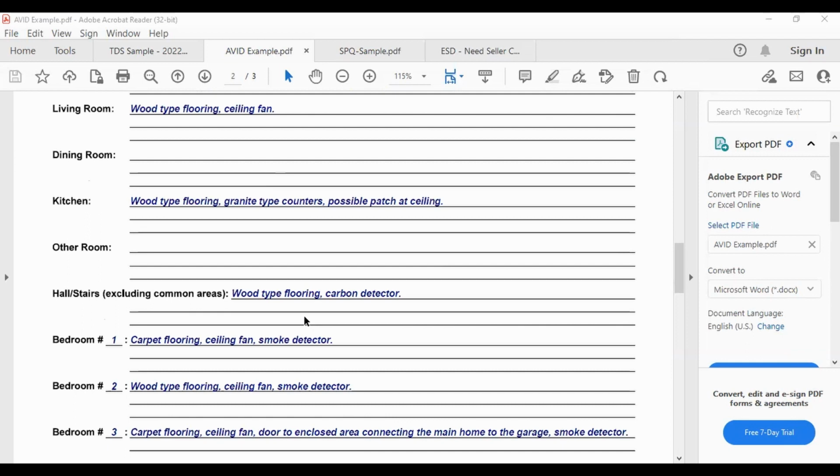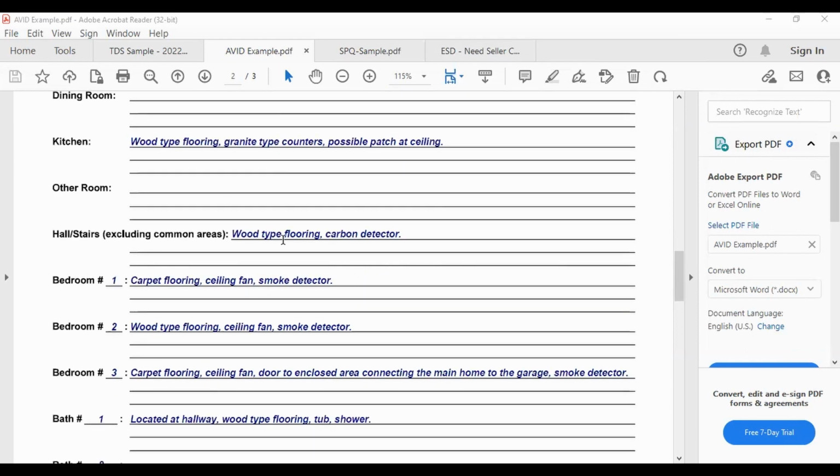Okay. Hey, Frank. Yes. If in the MLS description they say laminate flooring, do they have to say laminate flooring there, or can they say something else?